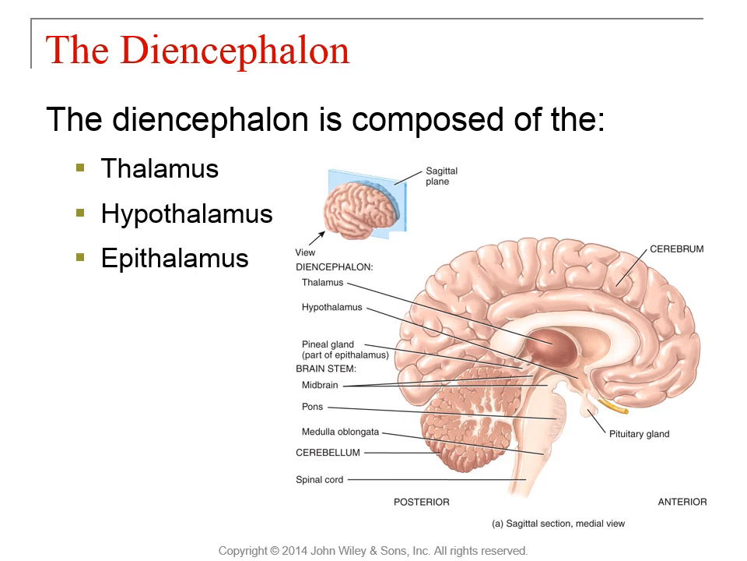Okay, the diencephalon. We're going to find it just superior to the brainstem, and it's going to be the deepest part of the brain. It's going to be comprised of the thalamus, hypothalamus, and the epithalamus. The epithalamus will include the pineal gland.